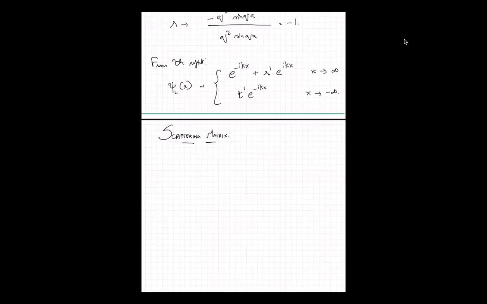So I will draw a circle. And this circle is supposed to represent the scattering center. So what is a scattering center? The scattering center is the finite region of space where the potential is non-zero. So this is the scattering center, where there is a non-zero potential.